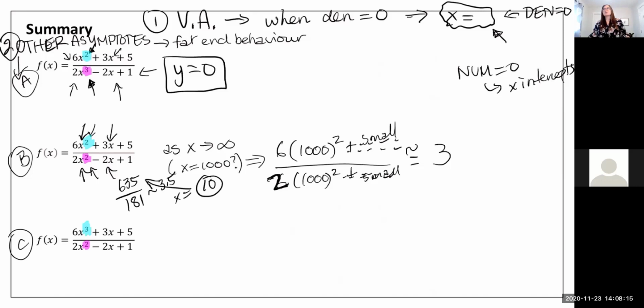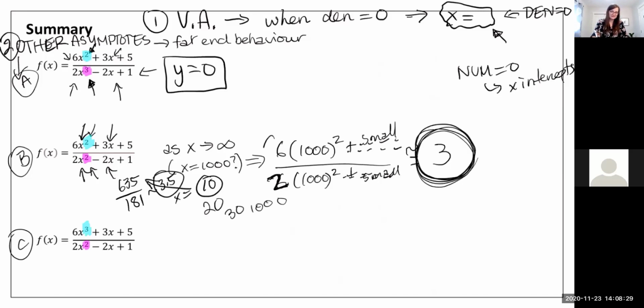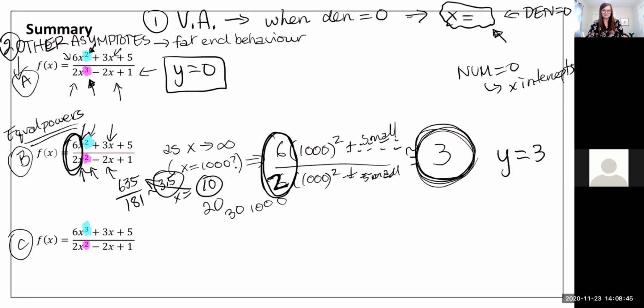Now, if I increase that number higher and higher, if I make it a 20, if I make it a 30, if I make it 1,000, it's going to get closer and closer to 3, because the leading coefficients of those equal powers simplify to 3. 6 over 2 is 3. So your asymptote is going to be y equals 3.